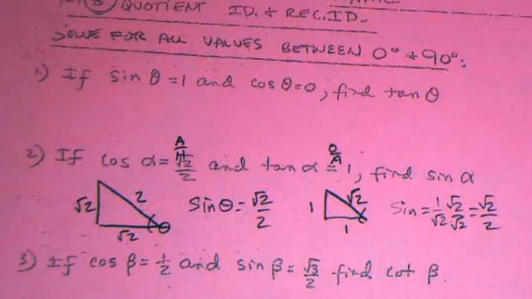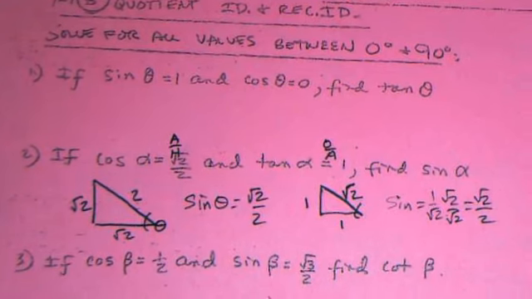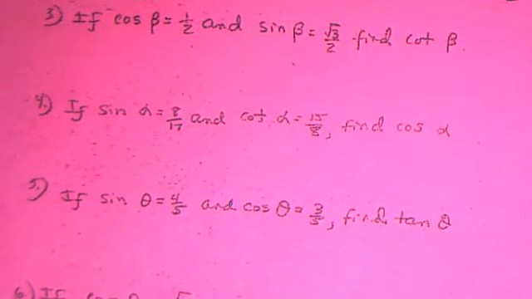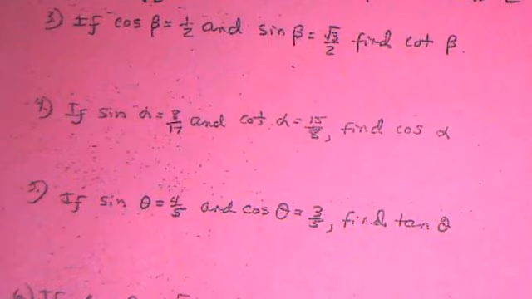Let's look at another one. Let's look at, say, number 4. See what's going on with that. These are all kind of mixed in together. But we want to try to use the same strategy if we can. Here we have a sine of 8 over 17, and cotangent is 15 over 8.